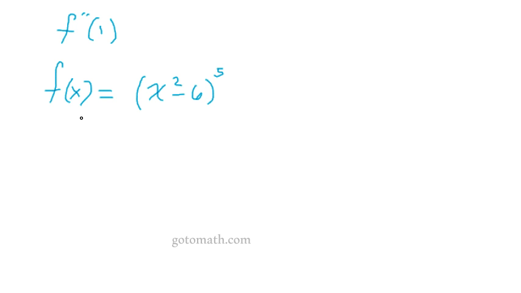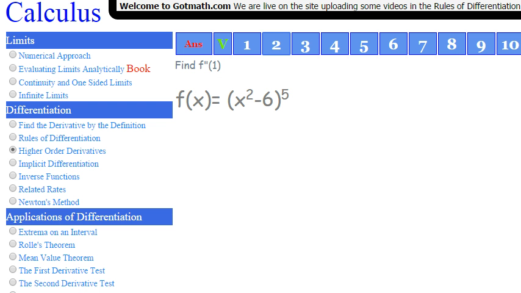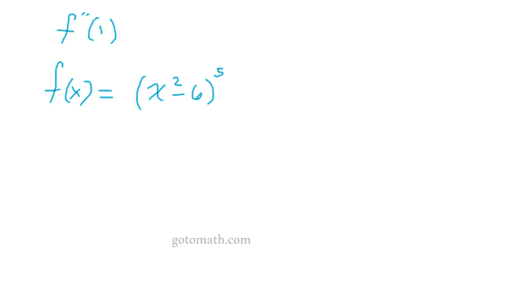Alright, so the first thing we're going to do is find the first derivative. So f prime of x is equal to, so we take the 5, bring it out front, rewrite everything in parentheses, subtracting 1 from the exponent, and then taking the derivative of what's in parentheses and bringing it out. So derivative of x squared is 2x, and derivative of 6 is 0.